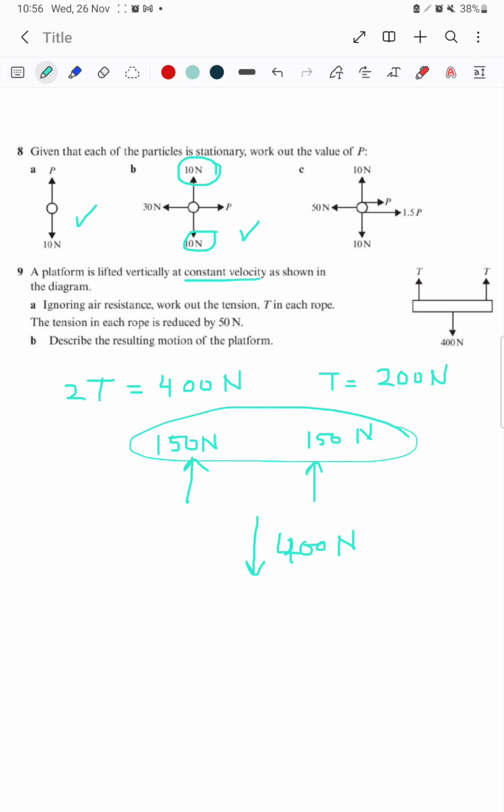In the upward direction there is 300 newtons in total, and in the downward direction there is a force of 400. So now there is not constant velocity, there is a resultant force. If there is a resultant force, there is an acceleration. So the object will be moving downwards, and the resultant force in the downward direction will be 100 newtons.